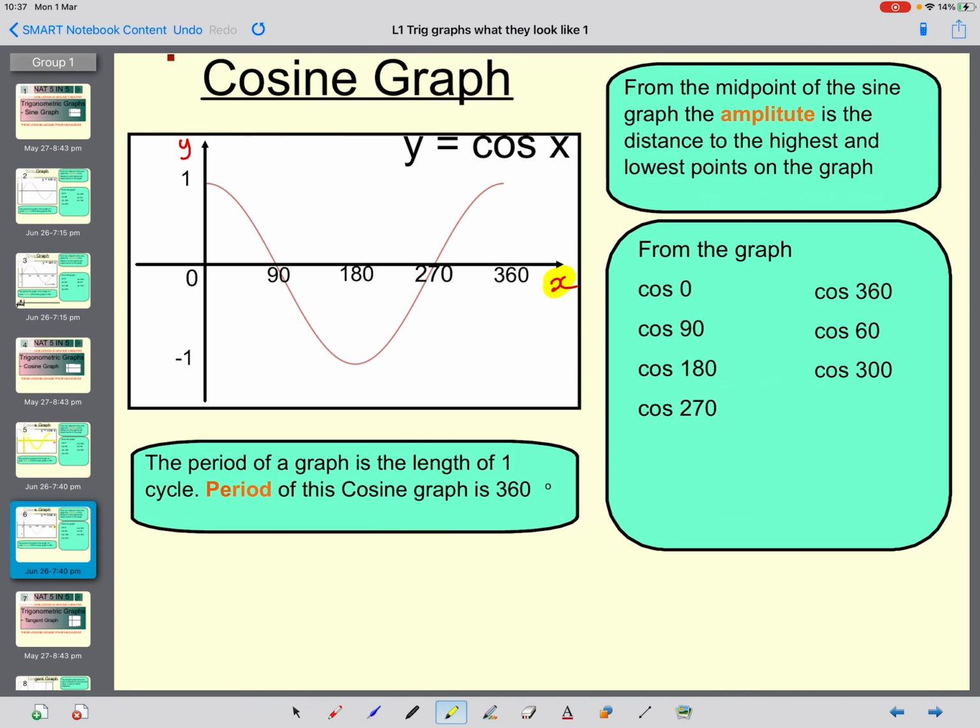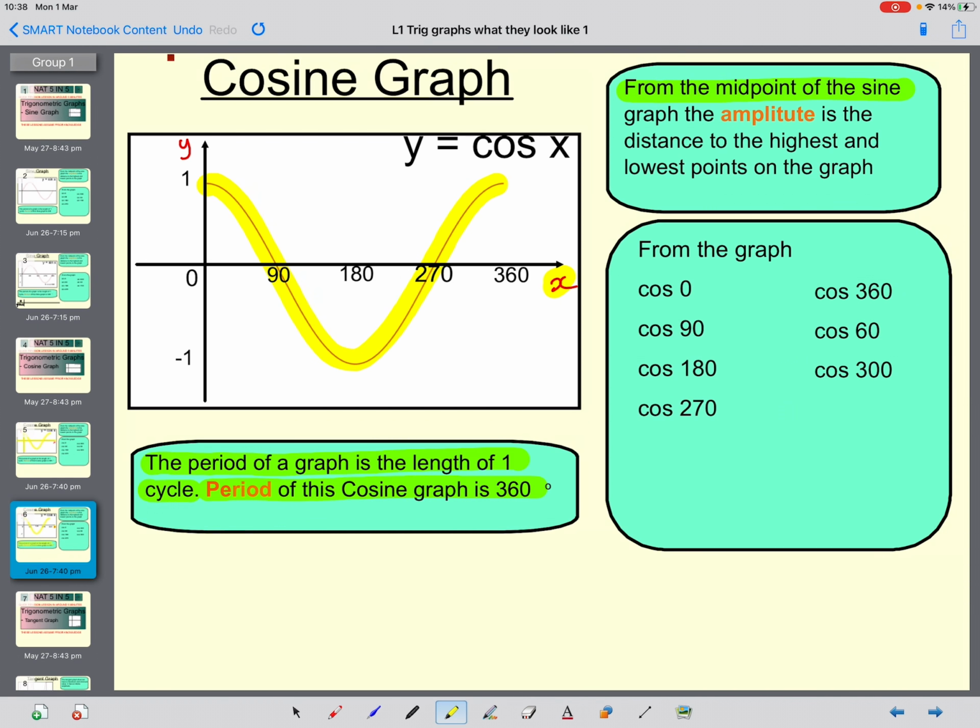The period of this graph, very similar to the sine, is one length of the cycle, and the period of the cosine graph is 360. So this is one full cycle. And this is just one cos graph that I have drawn for you. It goes on forever in both directions. Like I said in the sine graph, the period is how far it travels to complete one full graph.